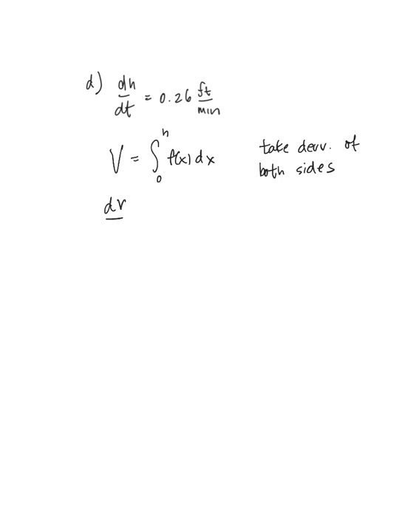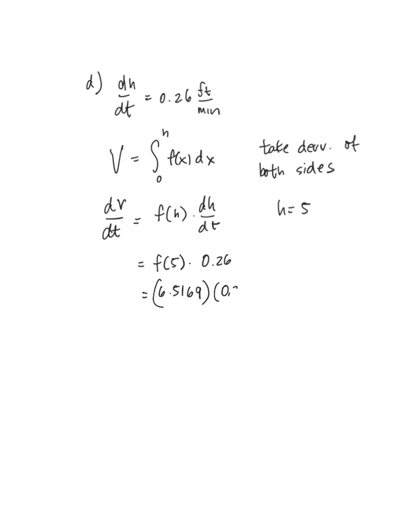So dV/dt, taking the derivative with respect to time. We're going to use FTC 2. So we have f of h times the derivative of h with respect to time. When h is 5, we're going to have f of 5, and again, we're going to find that from the calculator, plugging it into that equation that was given in part C. dh/dt was given as 0.26, and multiply that out. Again, it wants it in units of measure. We're going to get cubic feet per minute.